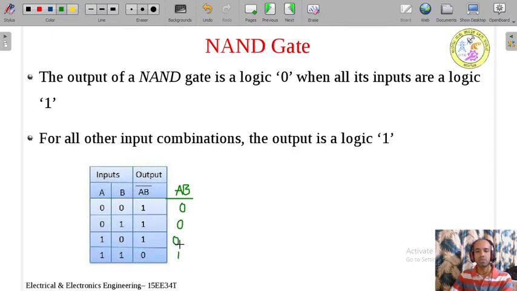Inverse of this 0 is 1, inverse of this 0 is 1, and inverse of 1 is 0. So this is how you are going to remember the NAND gate.